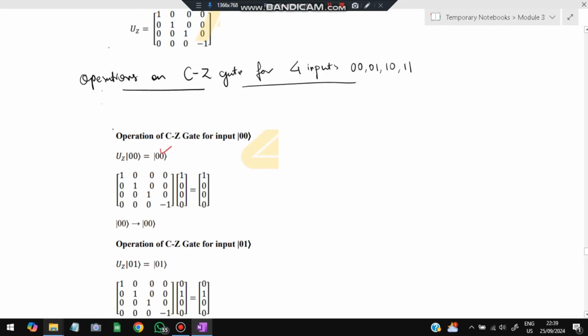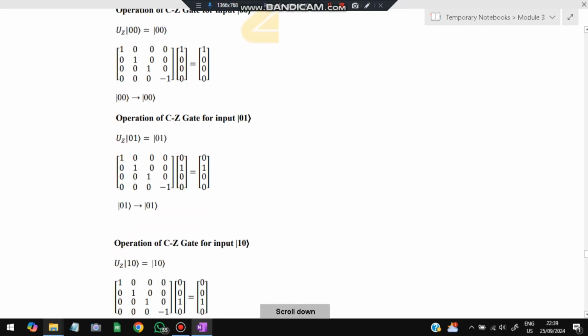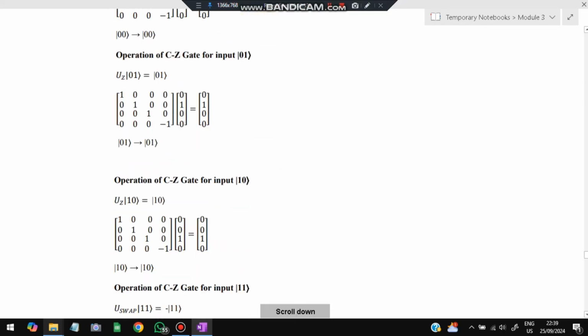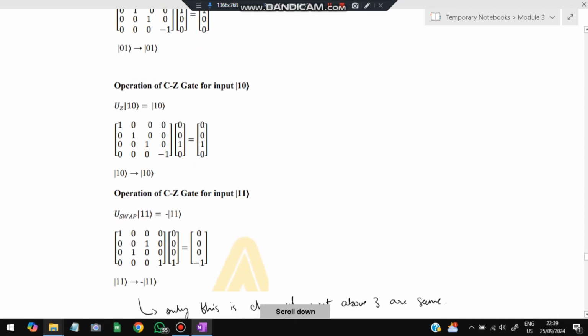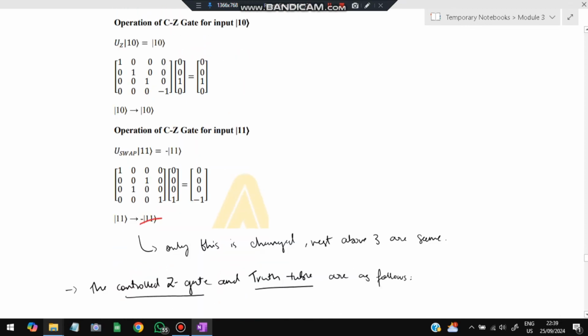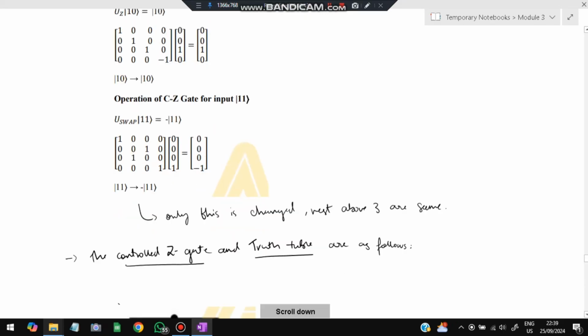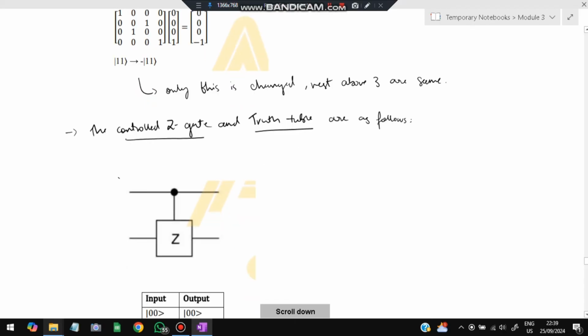For 0 0, if we apply the CZ gate, we will be getting 0 0 itself. If you apply it to 0 1, we will be getting 0 1. For 1 0 also we'll be getting 1 0. Just for the last one we'll be obtaining minus 1 1 here. Very simple. 3 remain the same, only the last one will change because we have minus 1 in the last one. So the control Z gate and the truth table is as follows.